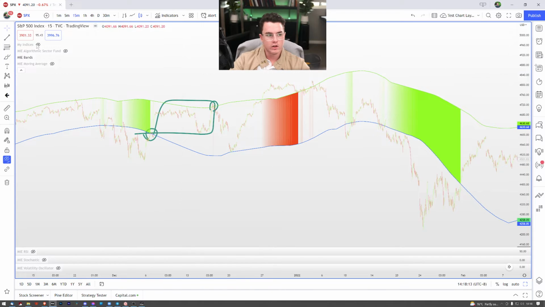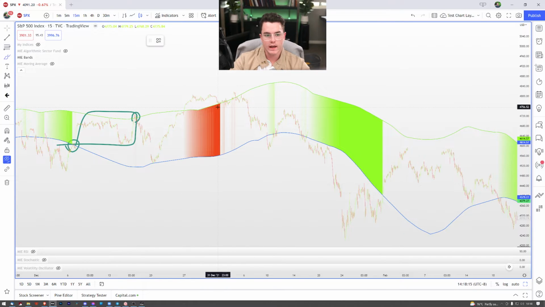Then the short signal would be, okay, you've got the very strong red, you've got the cross beneath. So this right here is your short entry. Exit is when you break below the bottom line. So then this right here is your short position and you made profit.